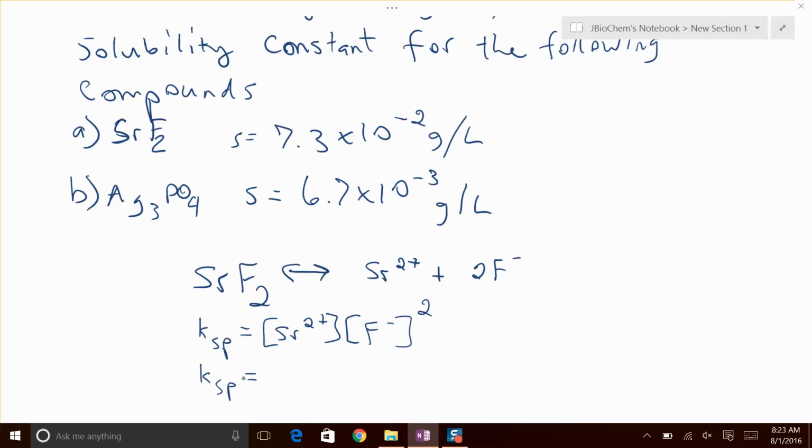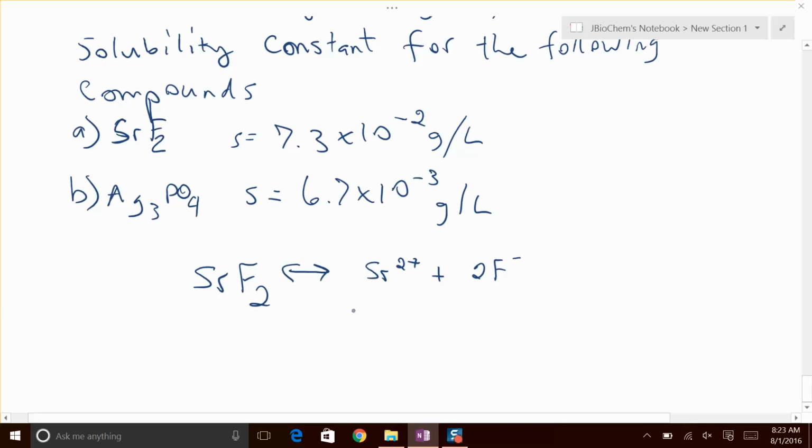Okay, so we could do it this way, but we could simplify this whole thing. We could just put S in for Sr2+. I'm sorry, I forgot a 2 here. This could be S, and this could be 2S squared, right? Does everybody know why I forgot that 2 or what that 2 is? No? Okay, let's redo this. Let's start over.